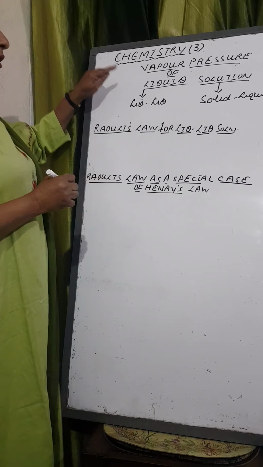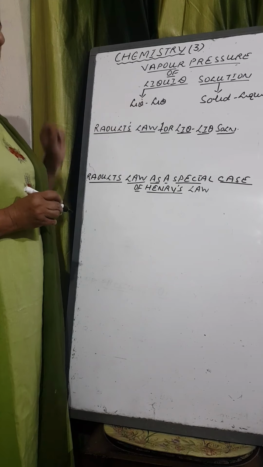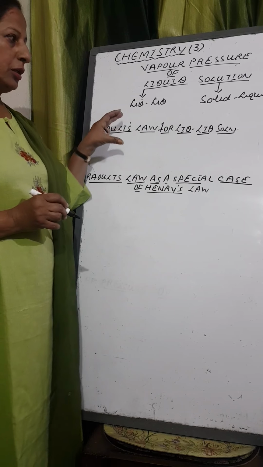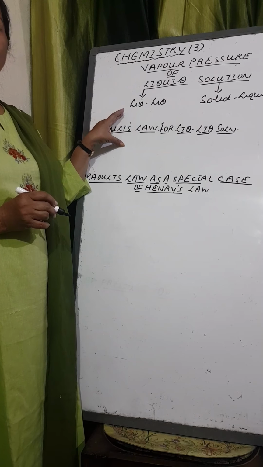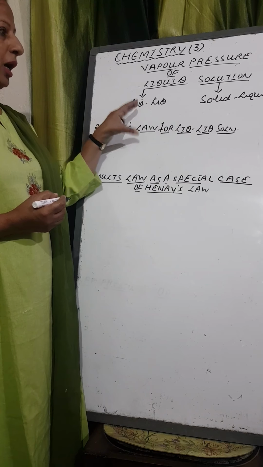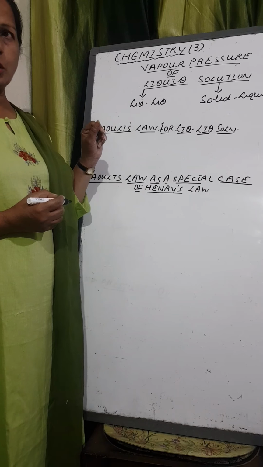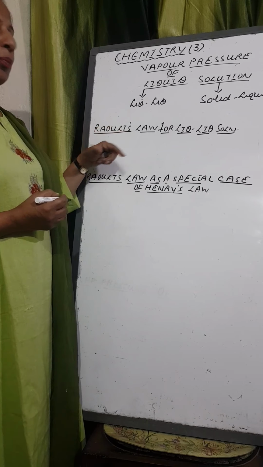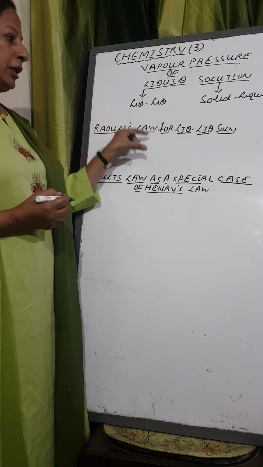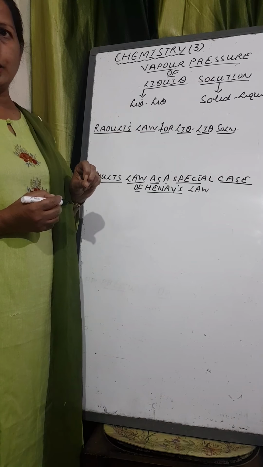Let's take the vapor pressure of liquid-liquid solution. In case of a liquid-liquid solution, as both the liquid components are volatile, they will evaporate and form an equilibrium, resulting in the formation of a homogeneous solution. Now each component will vaporize and will contribute to the vapor pressure.